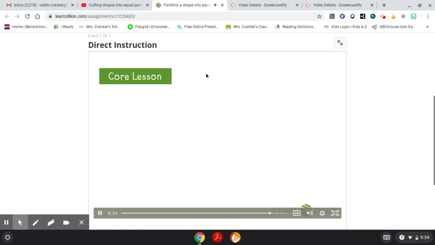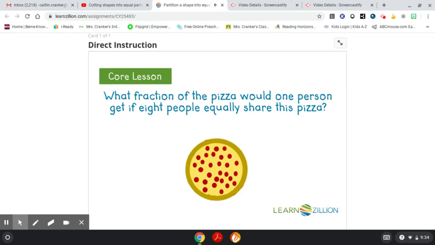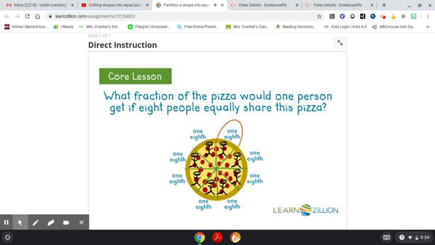So let's go back to our question from the beginning. What fraction of the pizza would one person get if 8 people equally share this pizza? So here I have my one whole pizza, and I want to partition it into 8 equal slices, with each of us getting the same amount. So I make 8 same size shares, and I know that each slice is 1/8 of the whole. I know that there are 8 people, so each person would get 1/8 of the pizza.